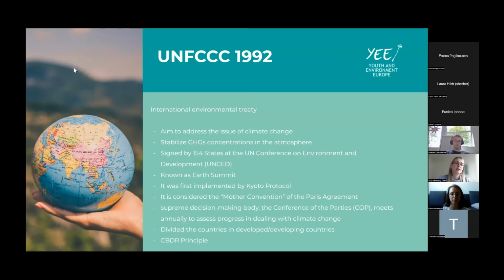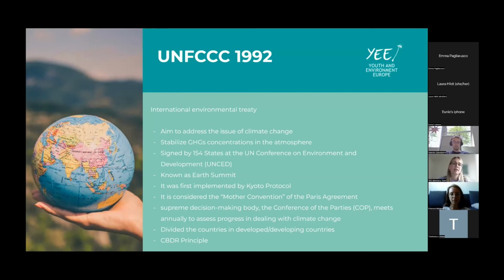So the United Nations Framework Convention on Climate Change in 1992 is an international environmental treaty which aims to address the issue of climate change and to stabilize the greenhouse gas emissions in the atmosphere. It was signed by 154 states at the UN Conference on Environment and Development, and it is known as the Earth Summit, in case you might have seen it as that. It was first implemented by the Kyoto Protocol, and then it is considered the mother convention for the Paris Agreement, which is the most known, I think, among everyone here.